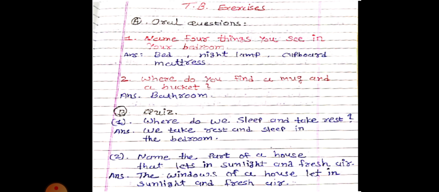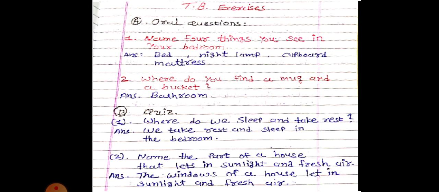B exercise. Where do we sleep and take rest? Name the part of a house that lets in sunlight and fresh air. Now these 4 questions are very easy for you, but I will give you the answer too. So here see. Name 4 things you see in your bedroom: bed, night lamp, cupboard and mattress.